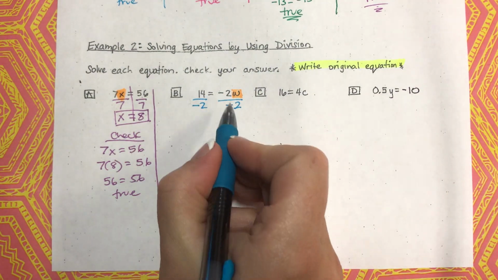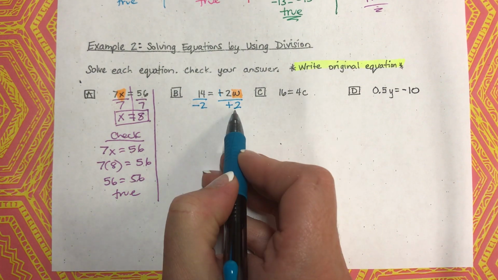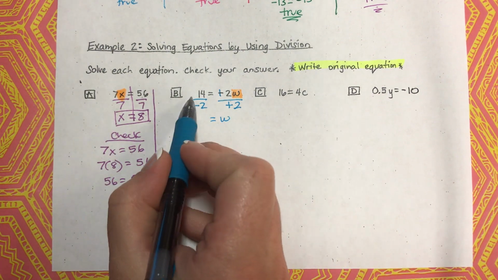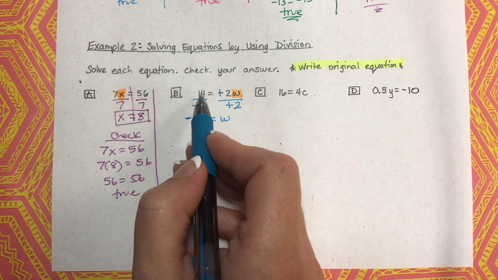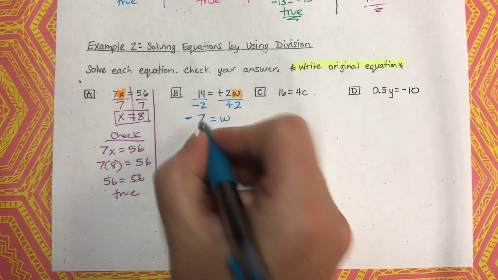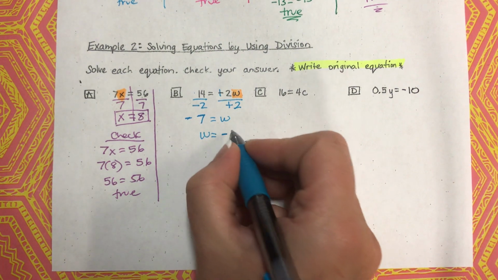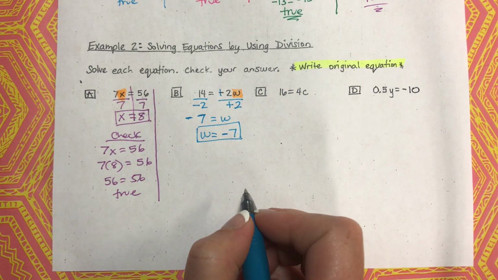When we do that, a negative divided by a negative ends up being a positive. 2 divided by 2 is 1. 1 times w is just w. And then over here, we have a positive divided by a negative, so we know our answer is going to be negative. And then 14 divided by 2 is just 7. Now I'm going to use that symmetric property of equality to go ahead and switch it. So we have w equals negative 7.